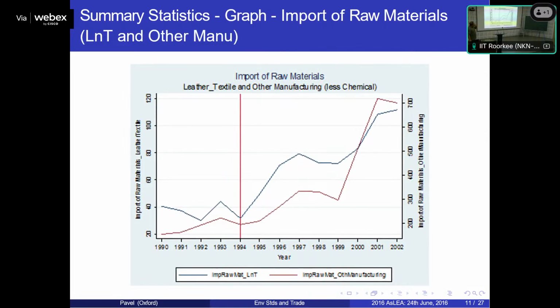This is import of raw materials as well. I just compared: this is import of raw materials for leather and textile, and this is import of raw materials for all other manufacturing sectors. The difference was small before the ban. Once the ban comes in, it goes wider because they started importing more raw materials to use rather than anything else. It again became the same once everything adjusted. But you think about this time, it was huge across all other manufacturing sectors.